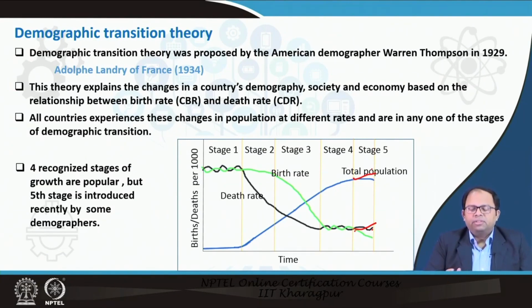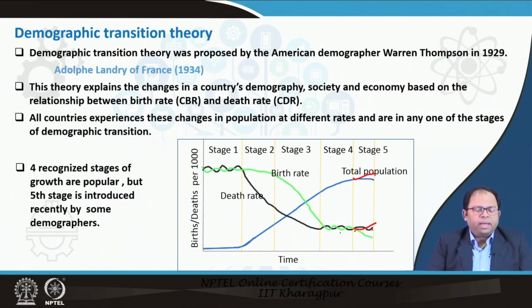But the speed of this transition varies. In some cases a country has taken around 200 years to go through these phases, whereas many economies in Asia have gone through these phases in a much smaller time period. Still, all countries have to go through these particular phases. So there are 4 recognized phases, mostly.